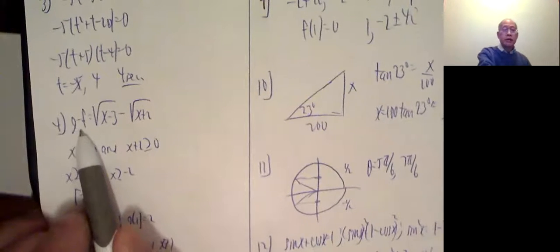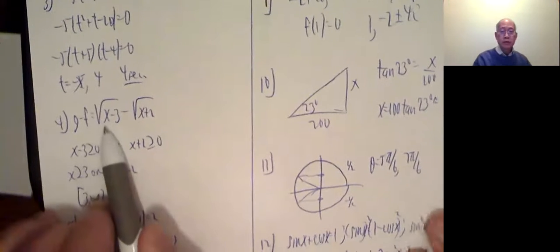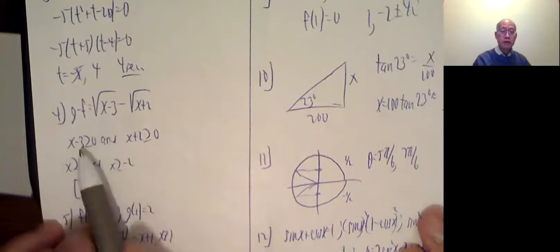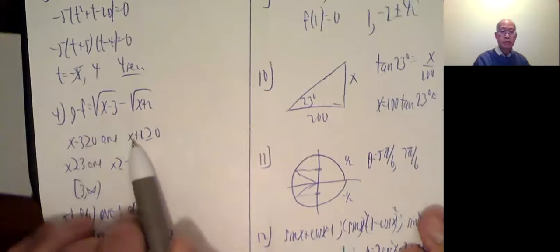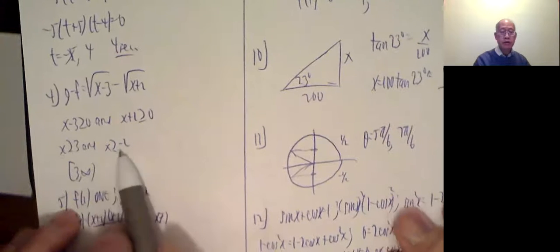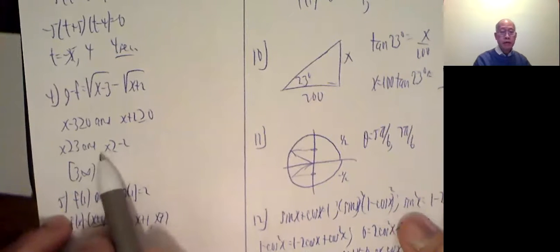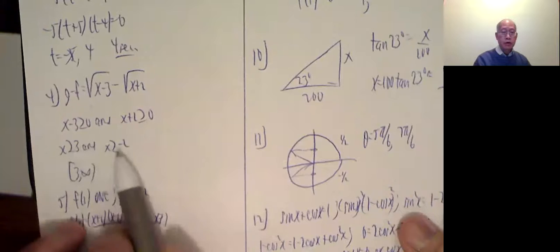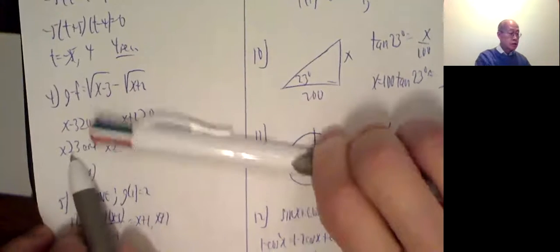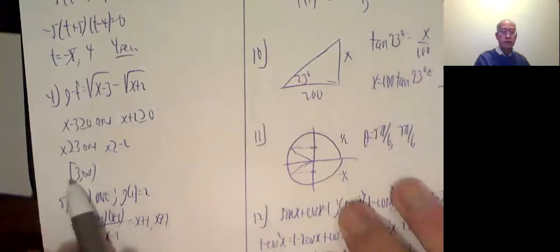Number 4, find the domain of g minus f. It's radical x minus 3 minus radical x plus 2. So both x minus 3 has to be greater than or equal to 0, and also x plus 2 is greater than or equal to 0. This means x is greater than or equal to 3, and also x is greater than or equal to -2. Well, any number that's greater than or equal to 3 is automatically greater than or equal to -2. So it's just enough to say this one right here, or bracket 3 comma infinity.